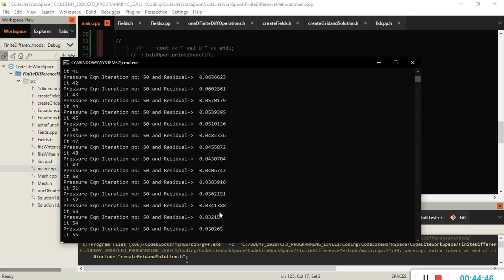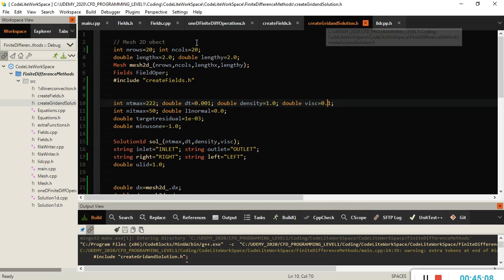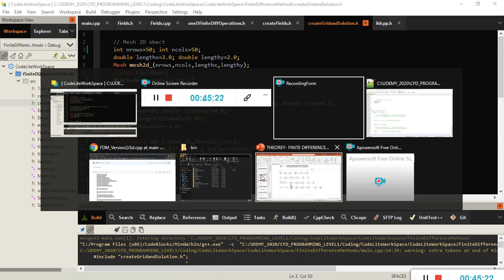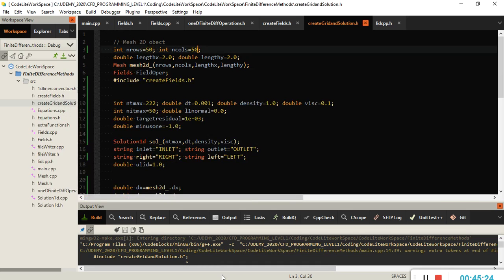And as the grid density increases, you need to reduce the time step to make sure that convergence is achieved. So as you can see, the pressure equation residual is dropping, so I'm not going to run it for the entire time as my laptop is full of too much stuff and it's a bit slow. So finally what I'll do is run this for a 50 by 50 grid, and I will show you the solution, what it looks like for this particular run, by opening ParaView.